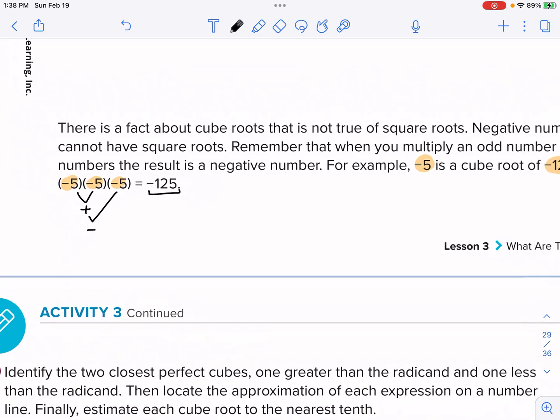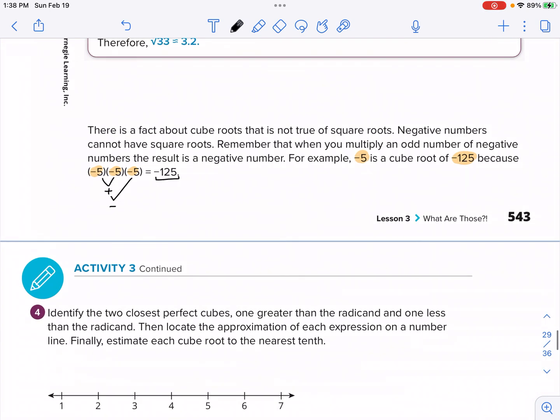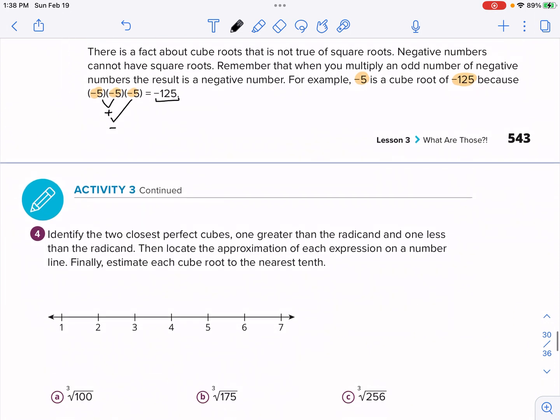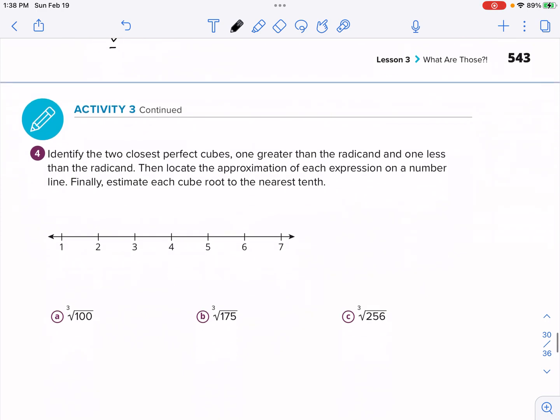All right, let's go to the next page, finishing up activity 3, and then we'll get to talk the talk, where we'll spend the majority of our time. So number 4, identify the two closest perfect cubes, one greater than the radicand and one less than the radicand. That's where we're finding it in between. Then locate the approximation of each expression on a number line. We're going to do a couple of these. We're not going to do each one of these.